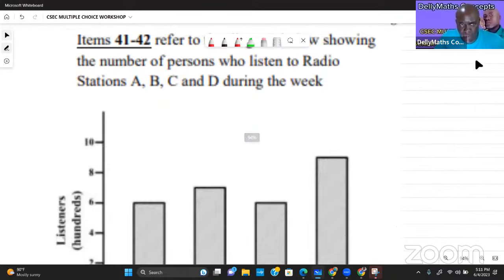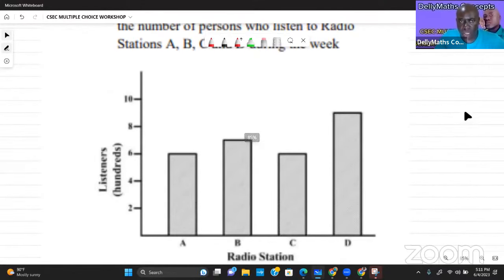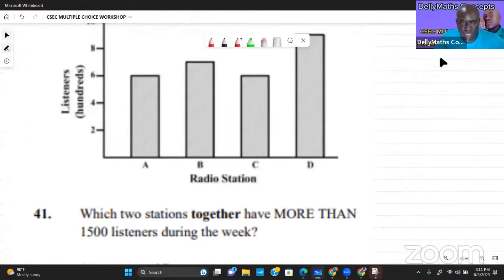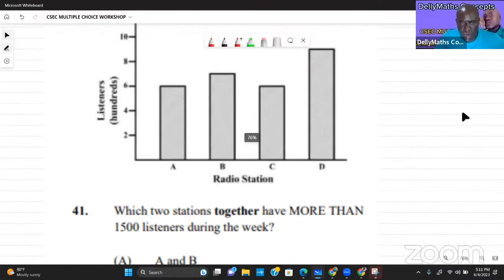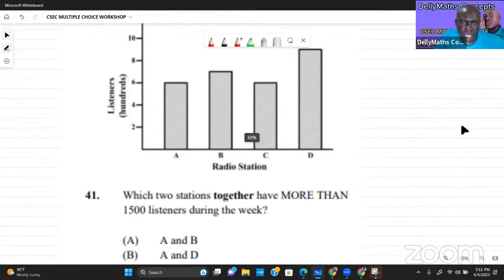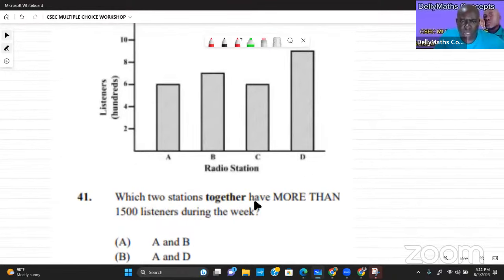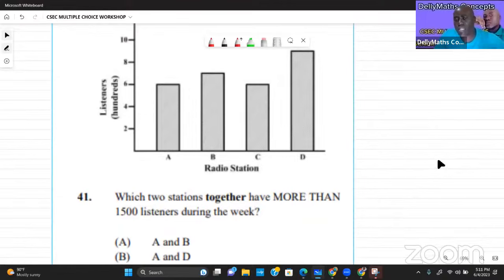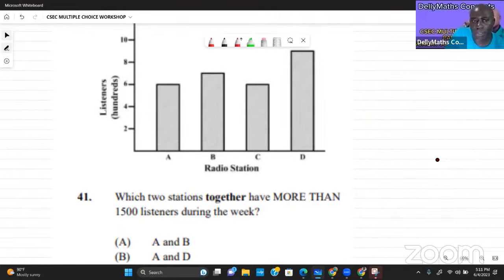All right. Question 41. Which two stations have more than 1,500 listeners during the week? All right. Which two stations together? They're saying together. So you're going to add 2. So which 2 would give you that? And this is, take a look. This is in 100. So everything on this axis is 100. All right. You're talking about putting 2 of them together.